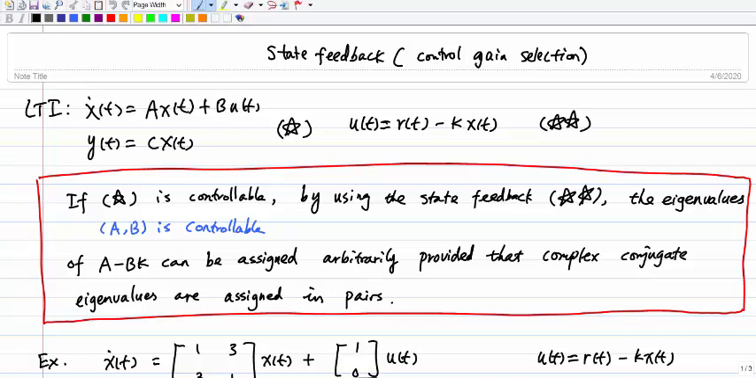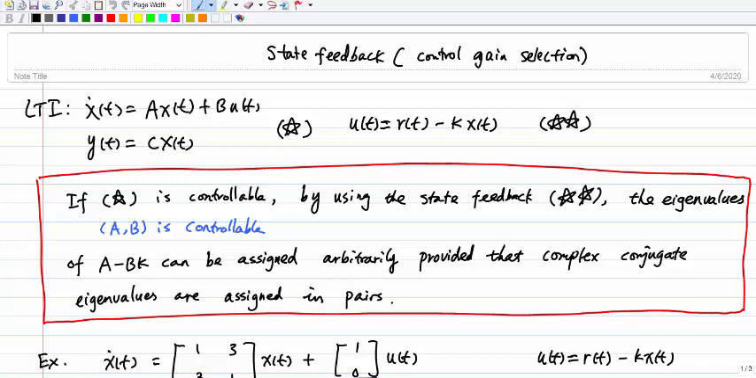Okay, in this lecture I'm going to continue talking about state feedback. In the previous lecture I talked about the introduction of state feedback, the structure of the state feedback, and some of its properties in terms of controllability and observability. The question posed in the previous lecture is, how do I design my control gain such that I can assign the eigenvalues of the closed loop feedback system?